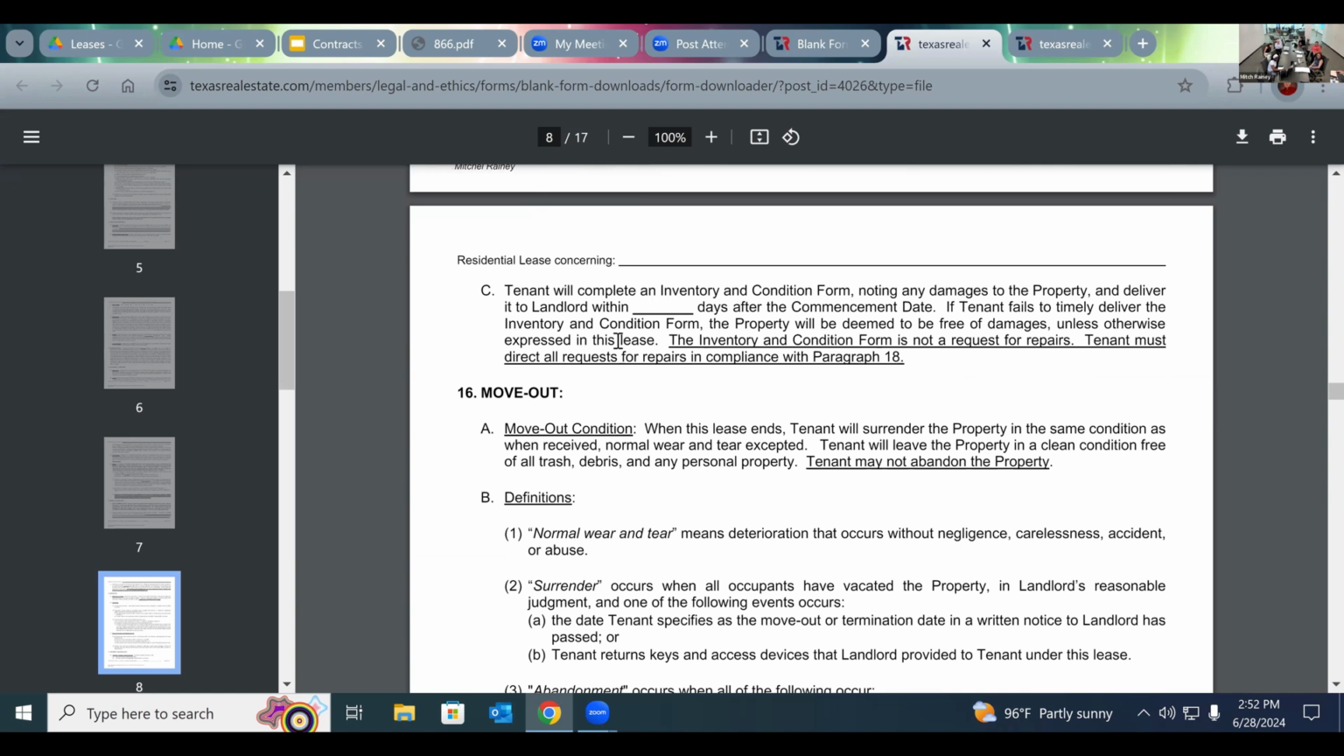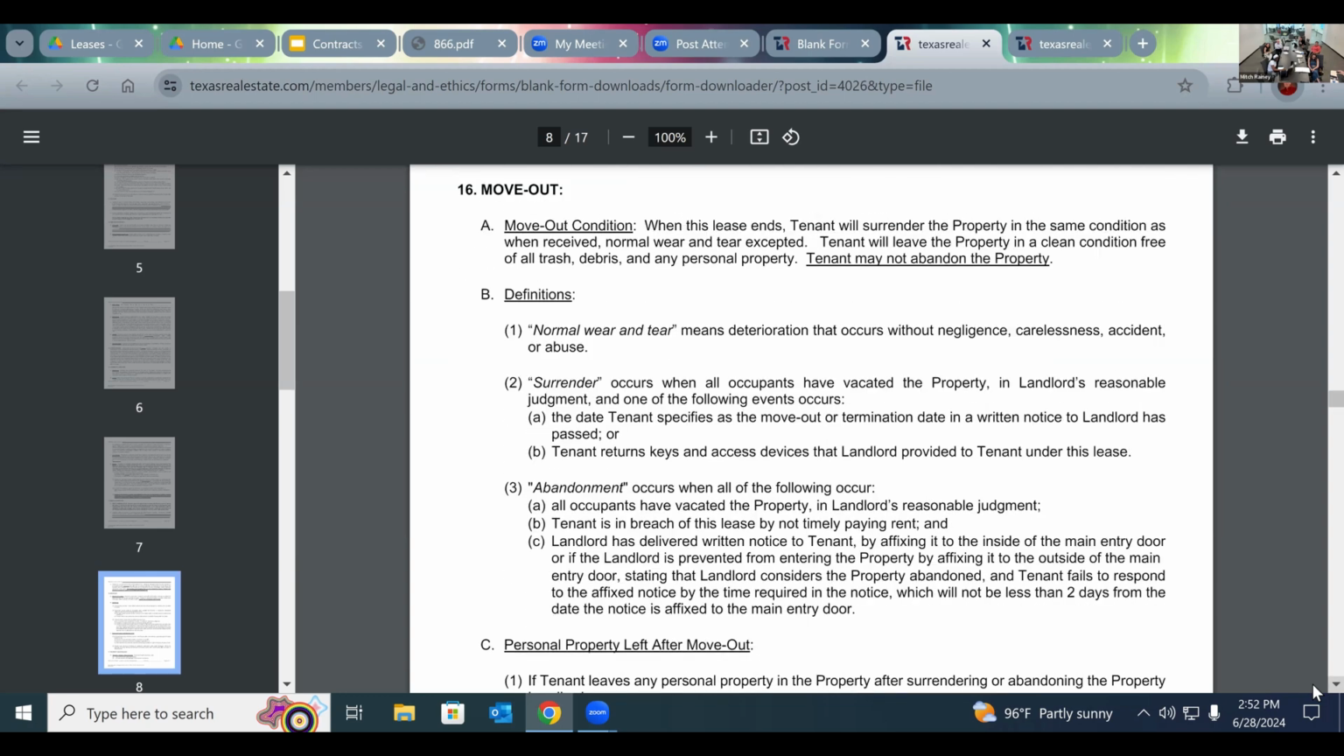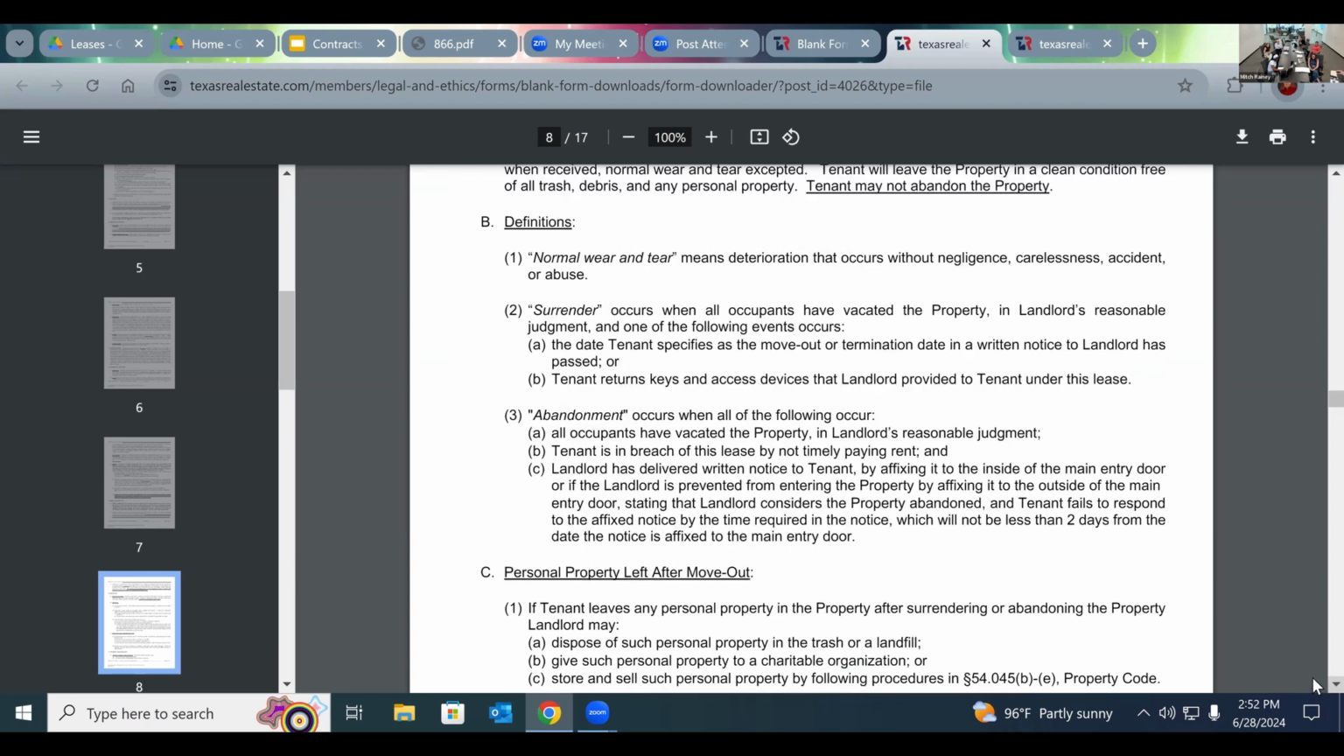Inventory condition form, how many days do they have to give it? Move out condition: when the lease ends, tenant will surrender the property in the same condition as it was received, minus normal wear and tear. Normal wear and tear means deterioration that occurs without negligence, carelessness, accident or abuse. Surrender is when they give the keys back.